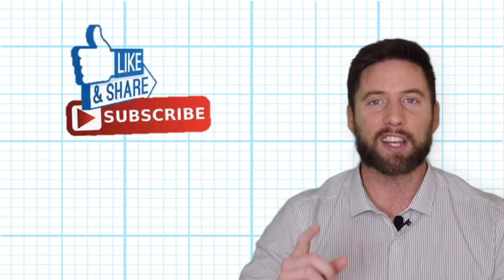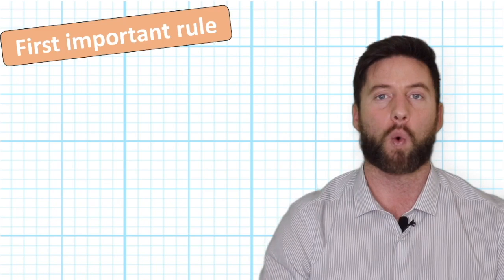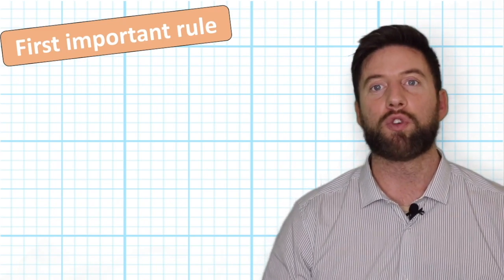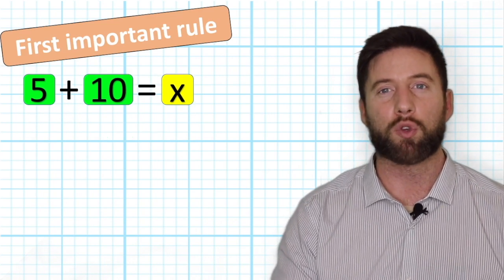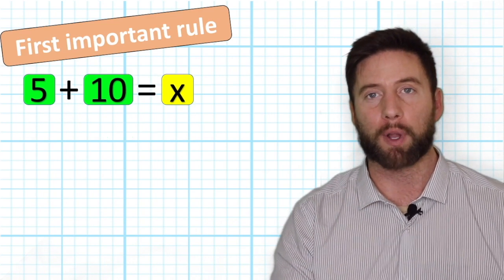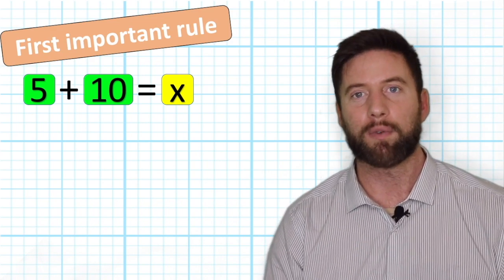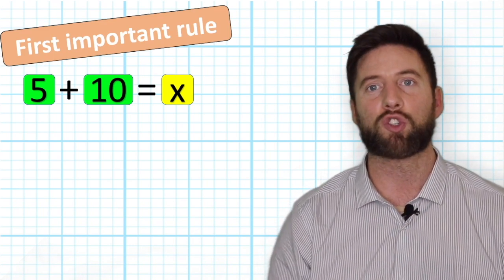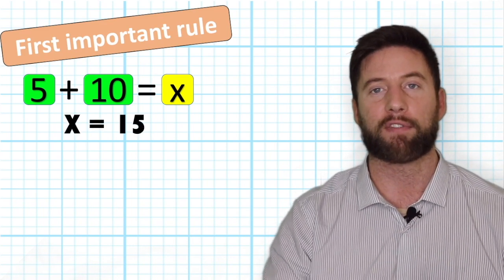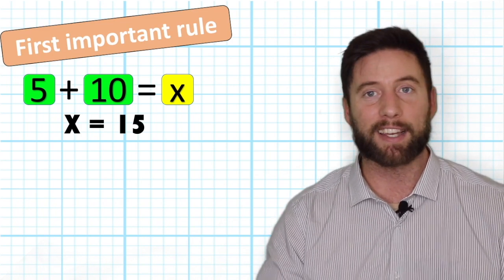But for now, let's learn some very important rules about how symbols can and cannot be used in equations. So the very first rule you need to know is that different symbols or different letters can be used in different problems to represent different values. So for example, in the problem we just solved, the letter X was used to represent the number 15. But X could stand for a different value in a different problem.